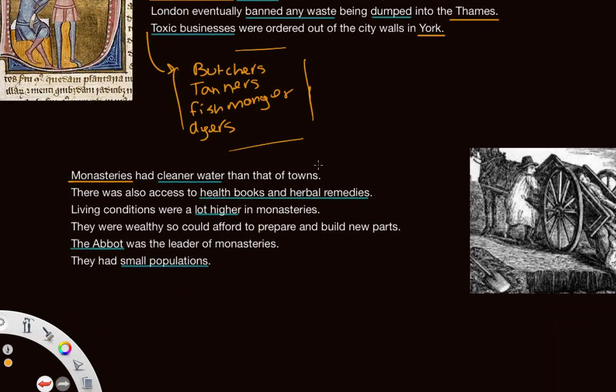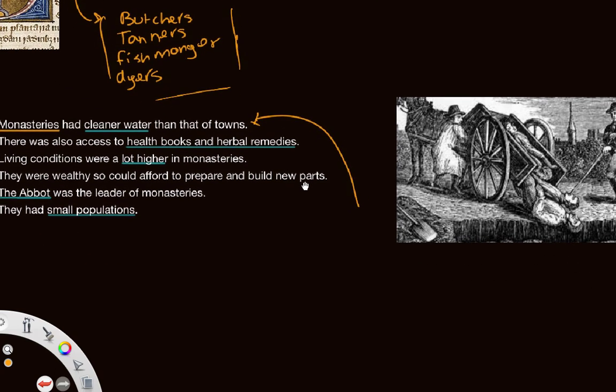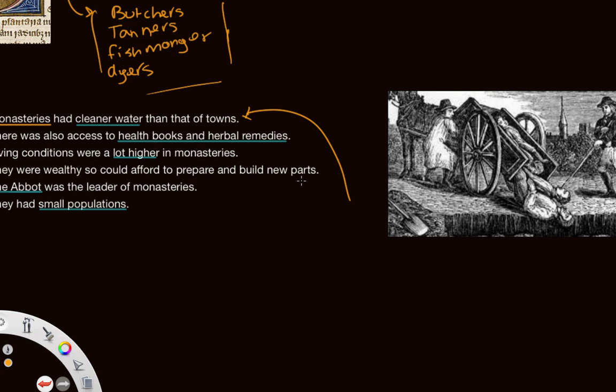Now, with that being said, I want to talk a little bit about monasteries. I mentioned in the last video that monasteries were relatively hygienic, okay? And I want to talk about a couple of reasons why they were relatively hygienic, and the different ways in which disease was less prone in monasteries. So they had cleaner water than towns, and one reason why is that they were built near rivers, okay?